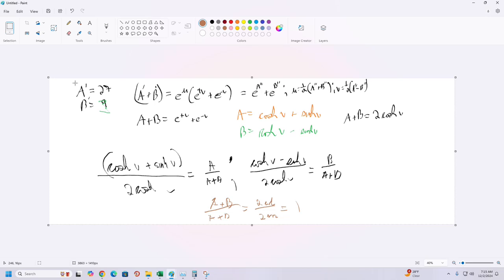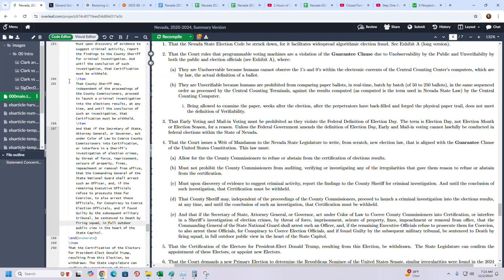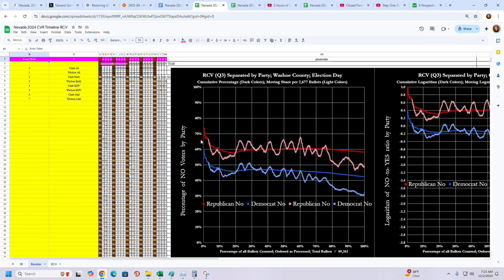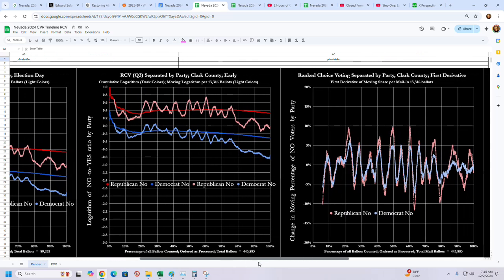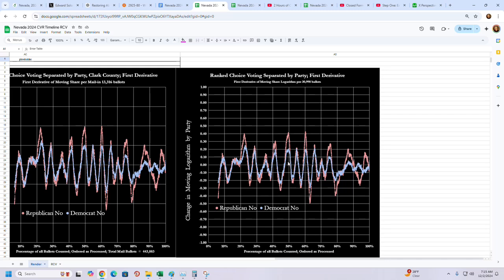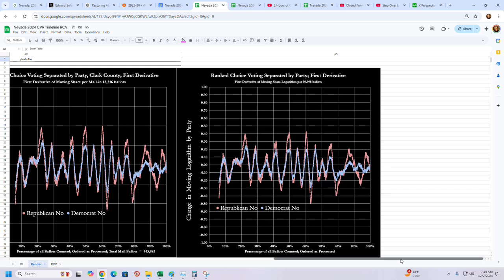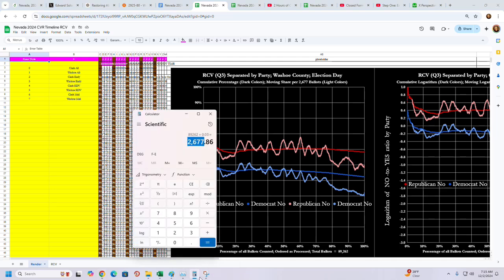All right. So, what do logarithms have to do with elections? Well, if you go look at the logarithms of the yes to no ratios of Republicans and Democrats on ranked choice voting, you'll see that they move in perfect parallel. So they have a lot to do with it, but you have to understand why.